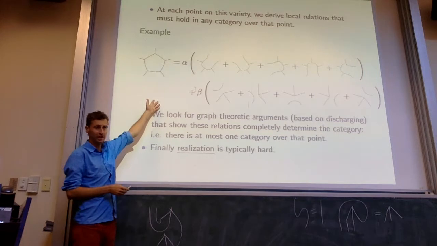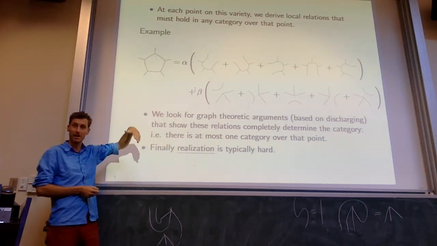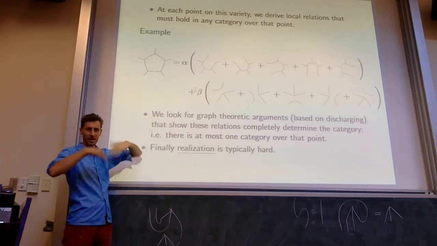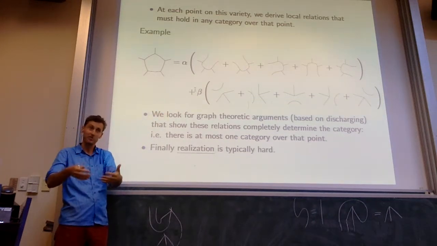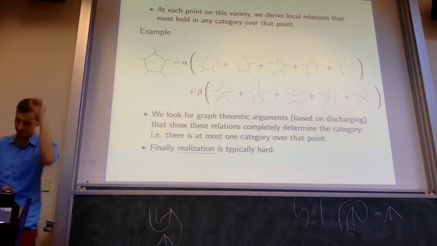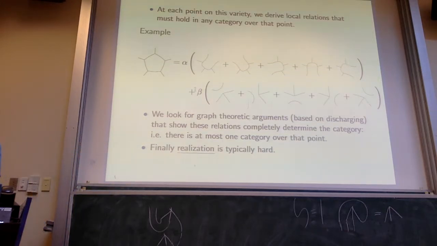So if you had a relation like this, and also some relations for evaluating smaller faces, you'd be done, because you can take any closed diagram, recursively simplify it by applying the relations that you know must follow, and evaluate. And that gives you uniqueness. That tells you there's only ever one category sitting in there. Okay. So finally, realization. You've got down to some curves and points, some subvariety, and you know that there's one category sitting over the point. You hope to show that there really exists a category there, and typically that's extremely hard and requires a different approach for every example.